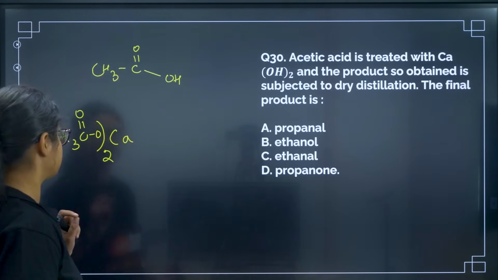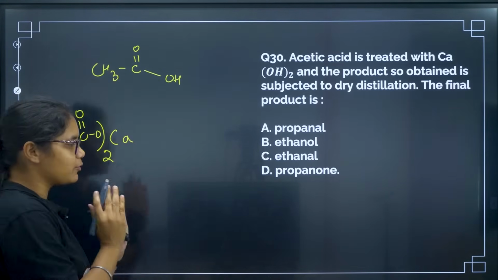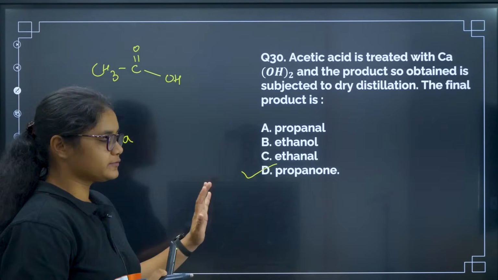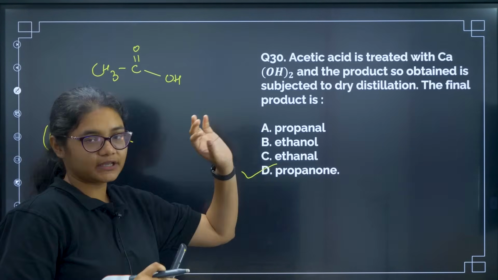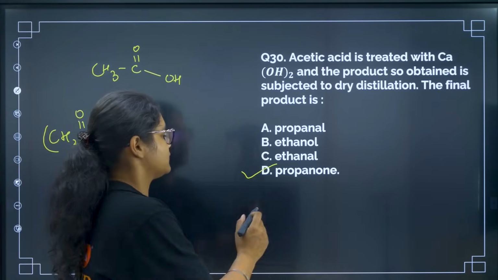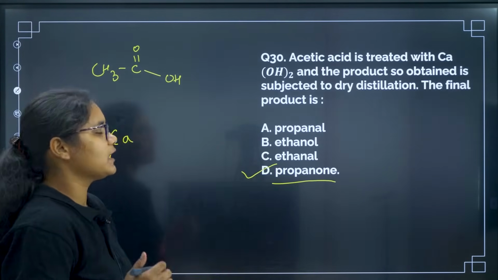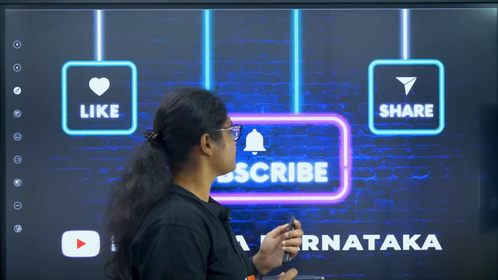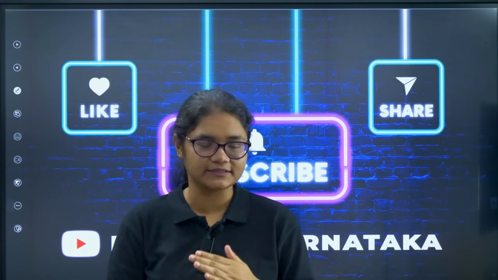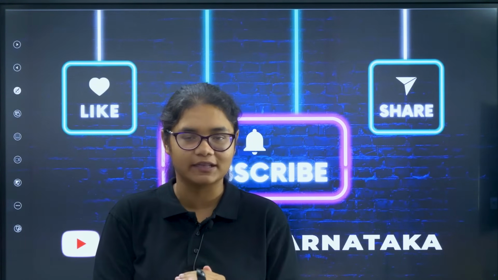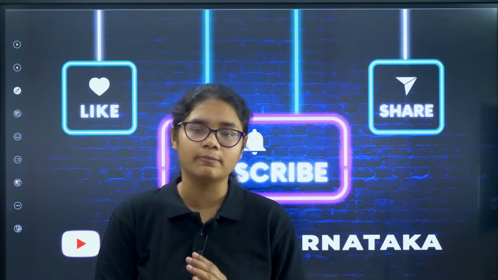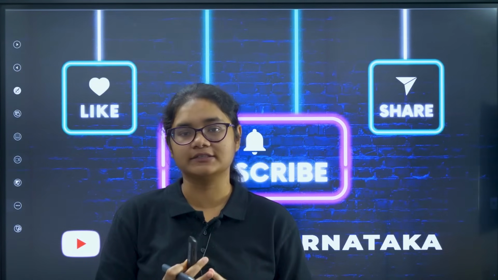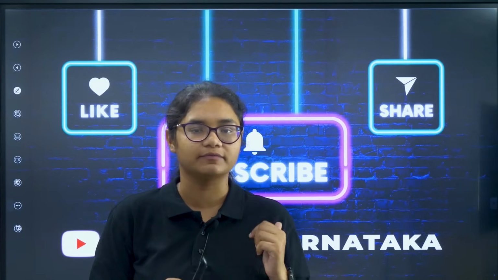Now when you do distillation, there is dehydration and the product formed here is propanone. So the correct answer for this question will be option D. This reaction you may not know, so you can just learn this reaction. Okay, so these were the top 30 questions from aldehydes, ketones and carboxylic acids. It is a very important topic. Please prepare all the methods of preparation, all the name reactions and all the chemical properties from this chapter.